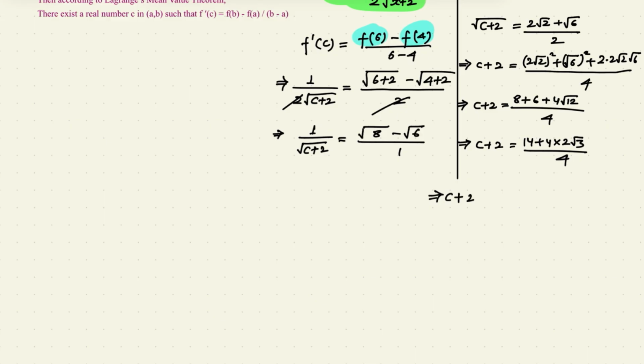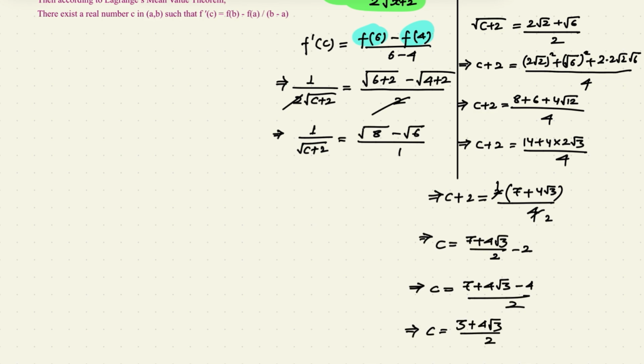C plus 2 equals, let us take out 2 common, then here it will be 7 plus 4 root 3 by 4. Then the value of c will be... and now putting the value of root 3 as 1.732 here and simplifying, you will get the value of c approximately 4.964, and this is the answer for this question.